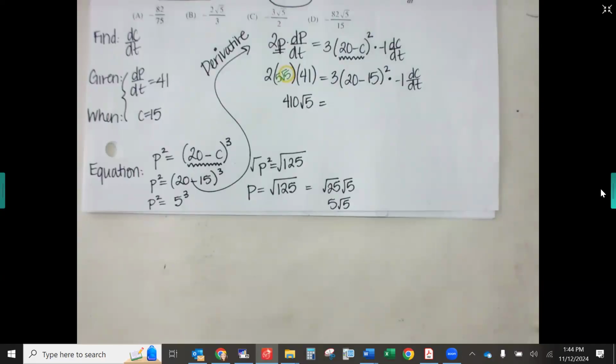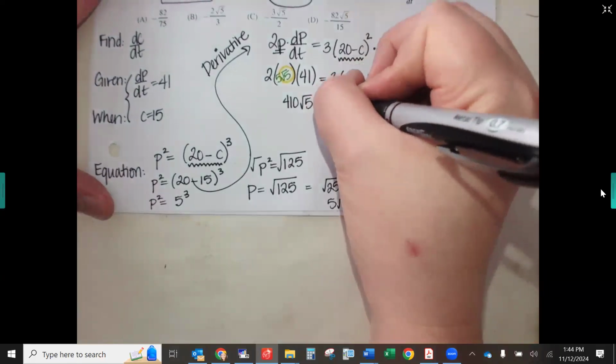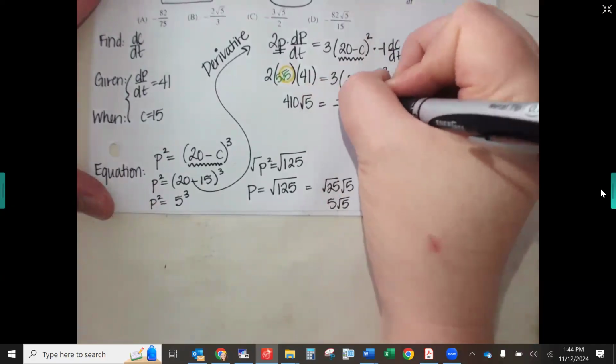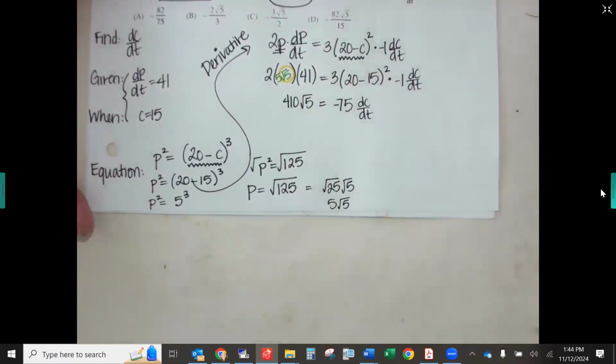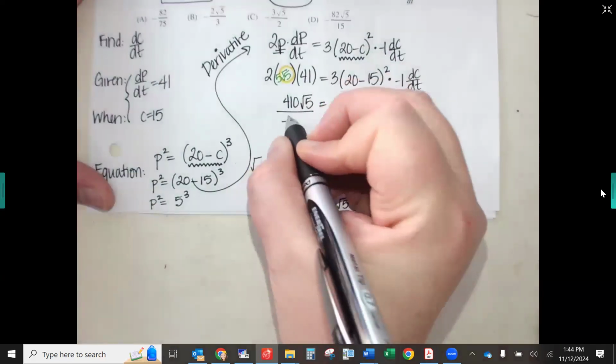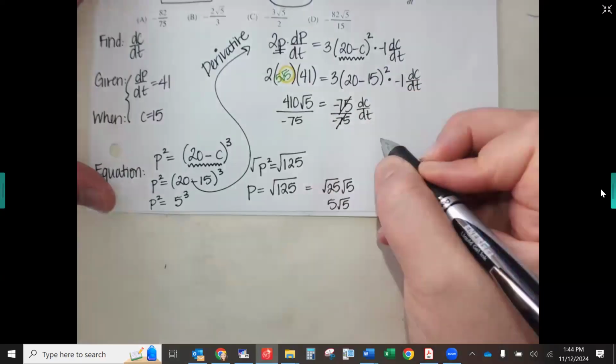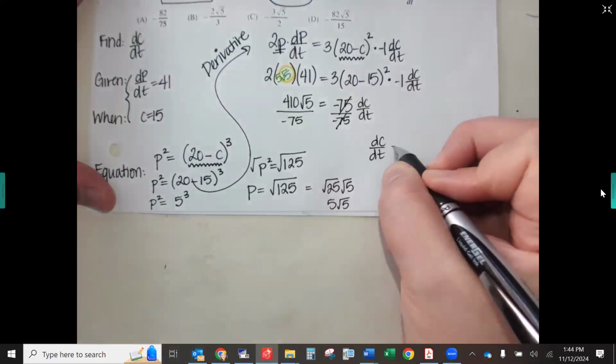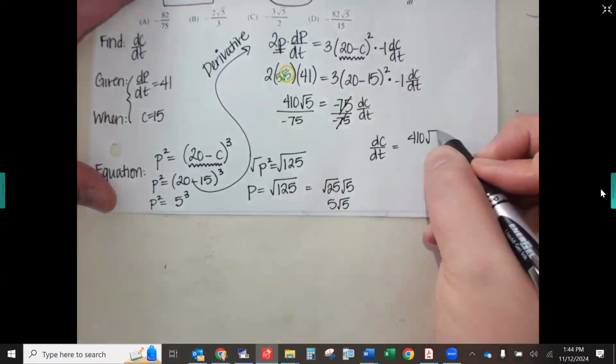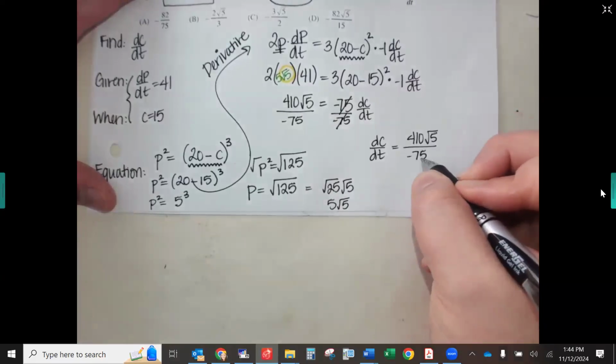Okay, now let's go to this side. 20 minus 15 is how many? 5 squared? 25 times 3? 75. Multiplied by a negative 1 makes it a negative 75 DCDT. And then what is my last step to get rid of the minus 75 in the front? Divide negative 75 on the bottom. So we have DCDT equals 410 root 5 over negative 75.